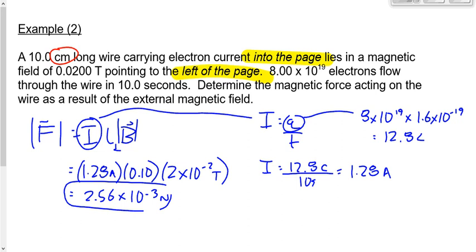The electron current is going into the page. The magnetic field is pointing to the left of the page. So we're going to say thumb in the direction of the particle, into the page. Fingers field to the left. Which way is my palm point? Down the page, yeah. So 2.56 times 10 to the negative 3 newtons down the page.